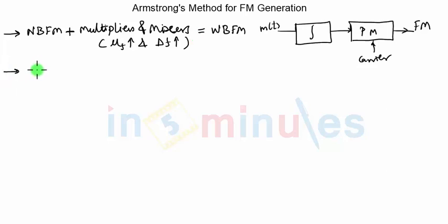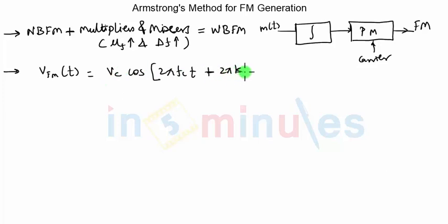I'm going to consider an FM mathematical expression according to which the FM signal can be expressed as Vc cos 2 pi Fct, where Fc is the carrier frequency, Vc is the peak amplitude, plus, remember, it is 2 pi kf integration of m of tau d tau, where tau is the dummy variable, m of t is nothing but the modulating signal. Mathematically, the limits are from minus infinity to t, but in practice, we can start from 0 because that's when the process of modulation will also start.